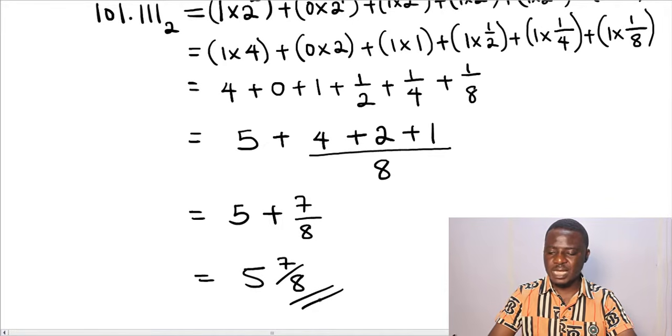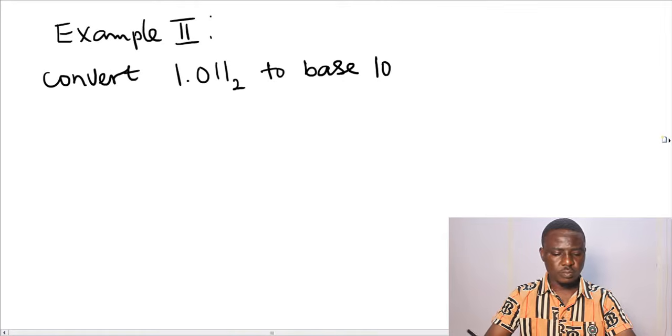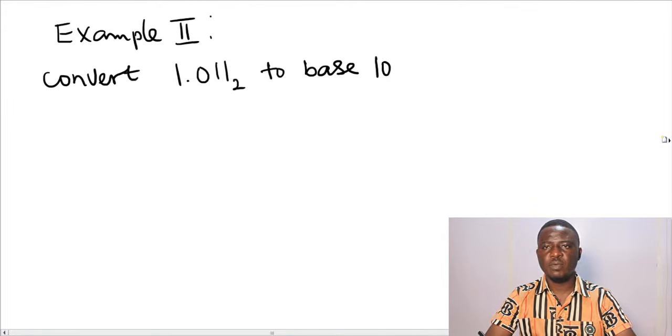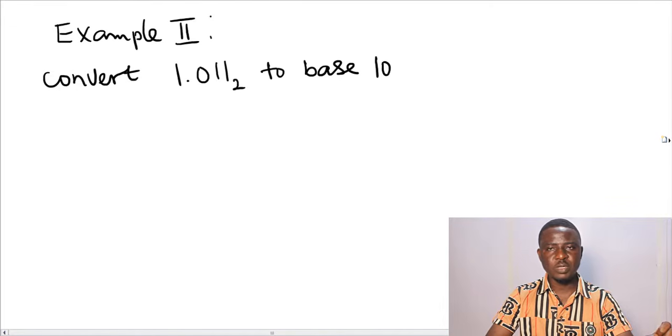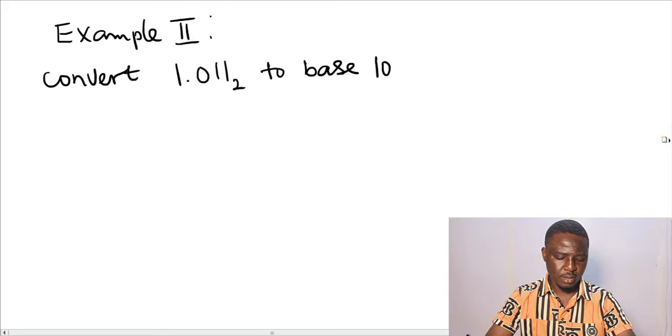Let's take another example. In this example, we are asked to convert 1.011 base 2 to base 10. It is not different from what we did in the first example. We are going to take 2 steps. The first is by using the expansion method to express 1.011 base 2 in the expanded form. Thereafter, we simplify to arrive at our answer in base 10.